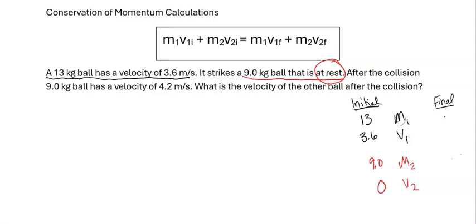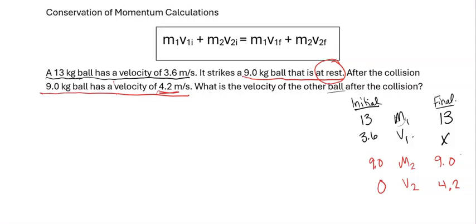Okay. After the collision, the 9 kilogram ball has a velocity of 4.2. So the 9 kilogram ball, that was my second mass, so I'm going to put that back down here in red. And its final velocity is 4.2. Okay, and then it asks me, what is the velocity of the other ball after the collision? Now, we are assuming that the mass doesn't change, like the ball doesn't break or anything like that. We're still just one ball, so my mass is still going to be 13. And my final velocity for object number 1 is unknown.